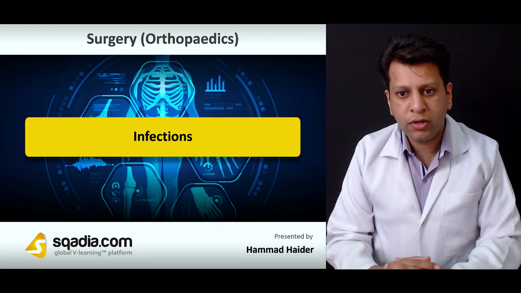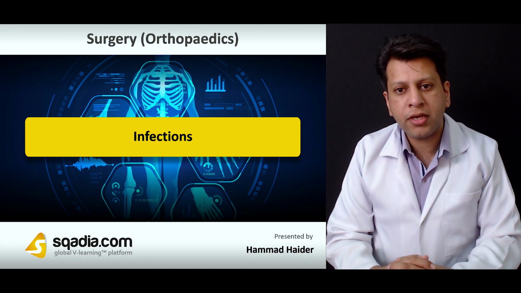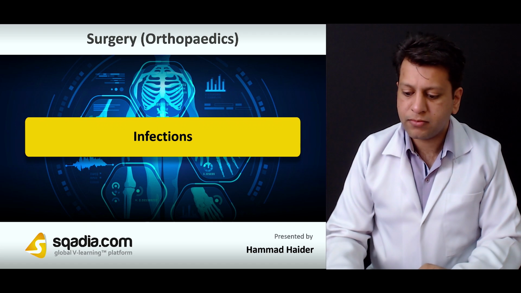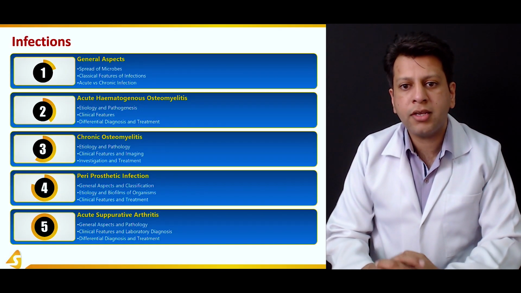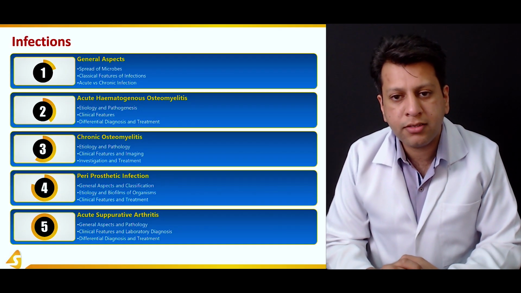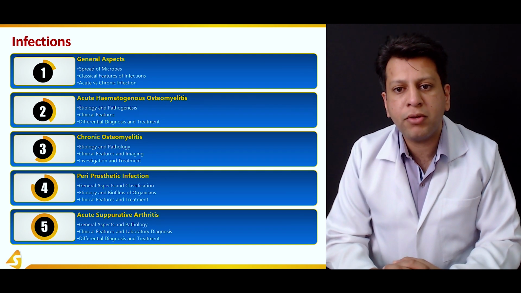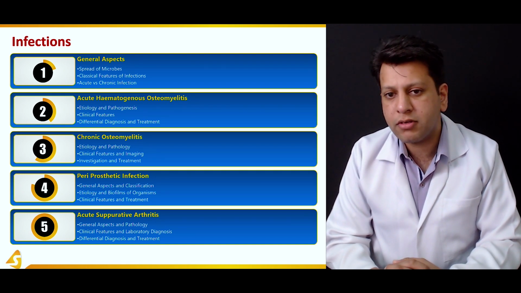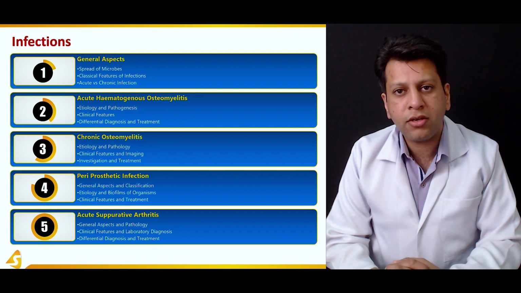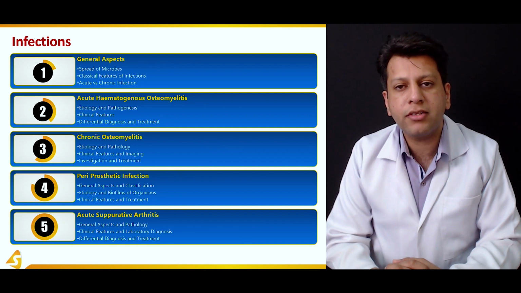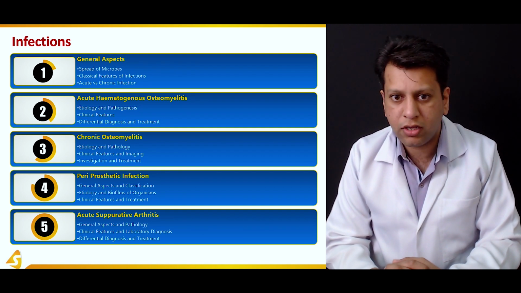Today our lecture topic is infections. In today's lecture, we will have 5 subsections. In the first subsection, we will be going through the general aspects of infection. We will be discussing how the microbes spread in our body, the classical features of infection, and we will be briefly discussing what is acute and what is chronic infection.